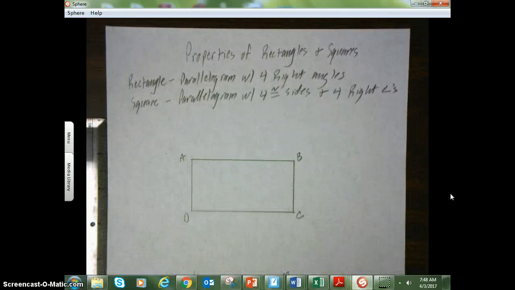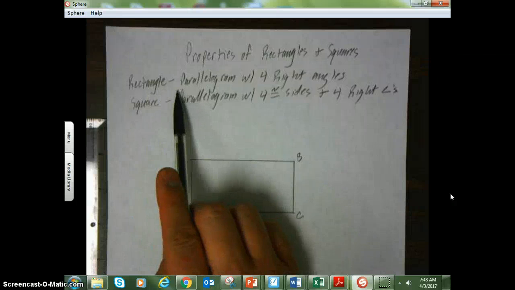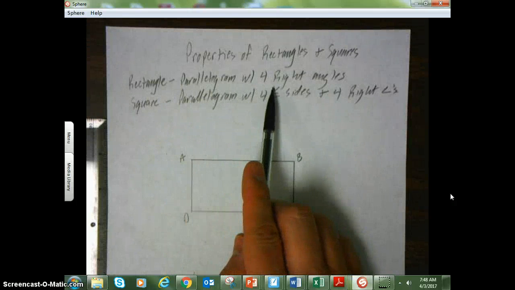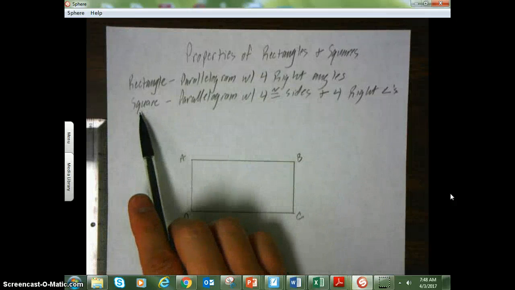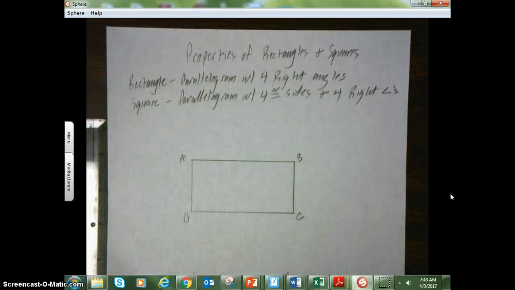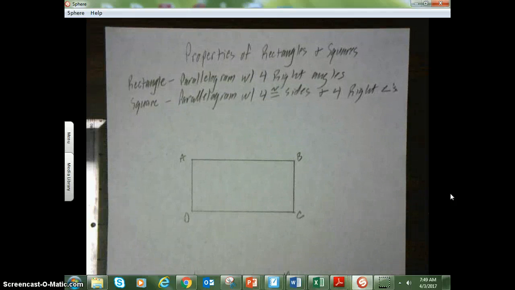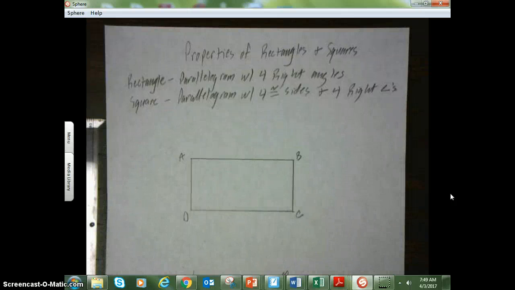If you looked them up in a high school geometry textbook, the definition of a rectangle is going to tell you that it is a parallelogram that has four right angles. And the definition of a square will be a parallelogram that has four congruent sides and four right angles. Because they're parallelograms, they have all of the characteristics of any other parallelogram. The opposite sides are congruent to each other, they're parallel to each other, and the diagonals bisect each other, the opposite angles are congruent, and the same side angles are supplementary.